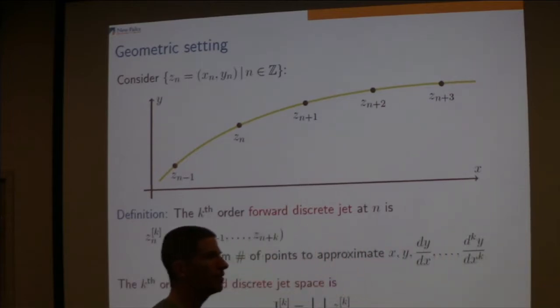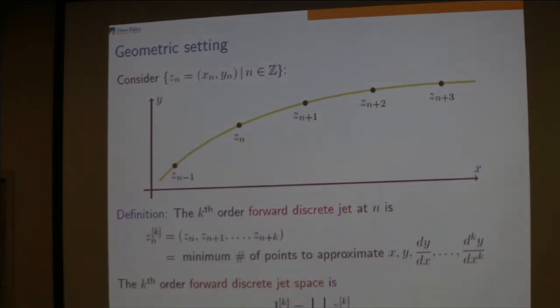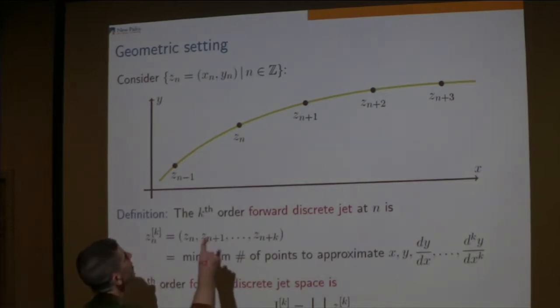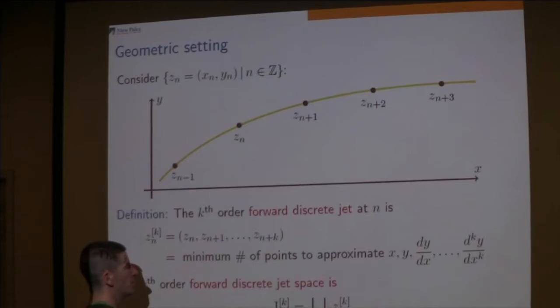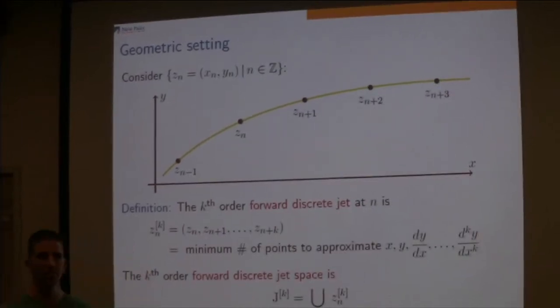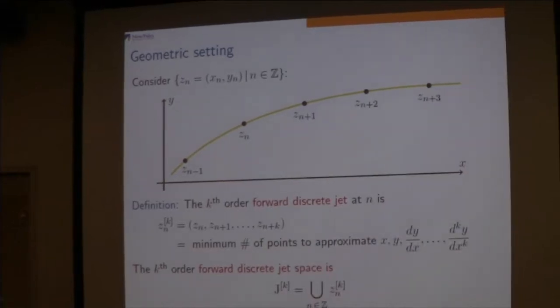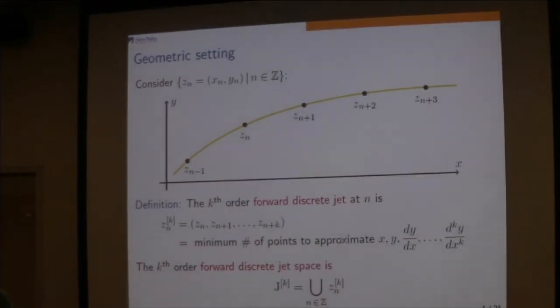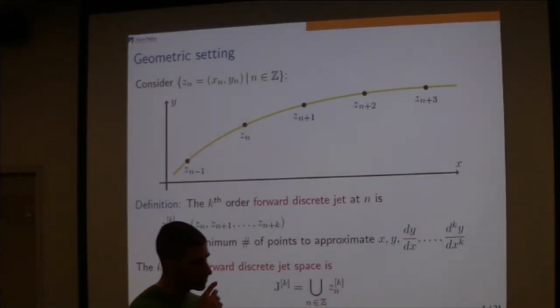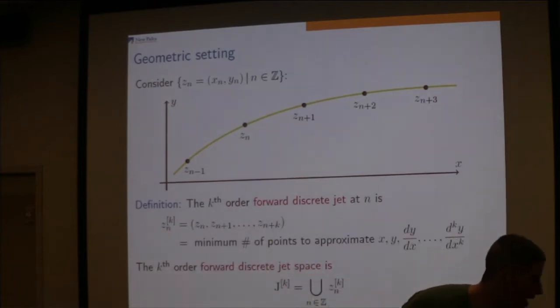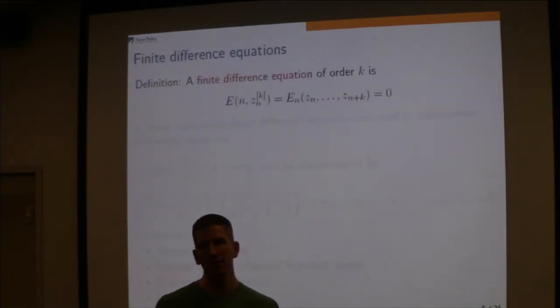Then we'll collect all these discrete jets together, and so we'll take a union over all the indices n, and then we'll call the result the forward discrete jet space. So it's kind of the approximation of the jet space in differential geometry. And then once we have this, we can define what a difference equation is.